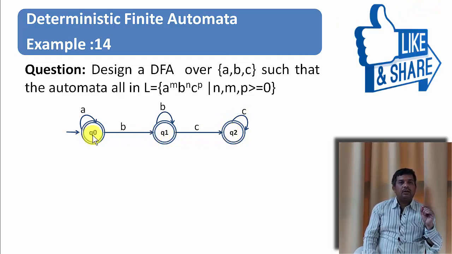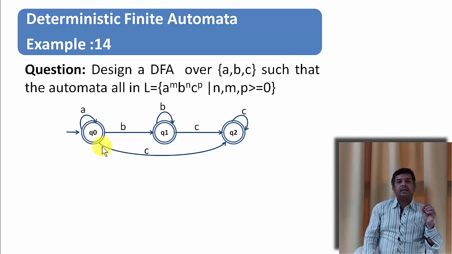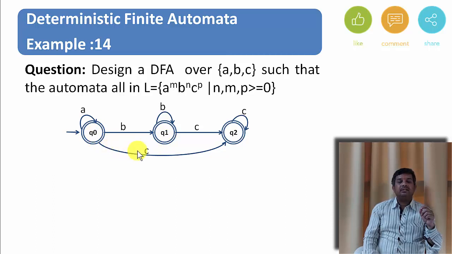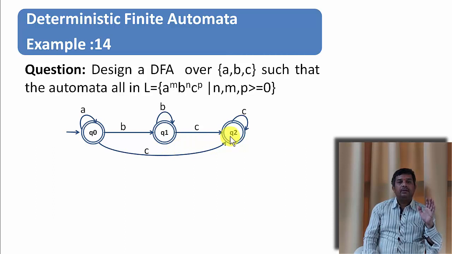Now on Q0, input symbol A and input symbol B are discussed. What about input symbol C? On input symbol C, it can also go to Q2 because we have already seen A's may be there, may not be there, B may be there, may not be there, and C may be there, C may not be there. So directly C also can come. It means only C also will be accepted. So after coming to Q0, on C transition, it can go to Q2 and get accepted.